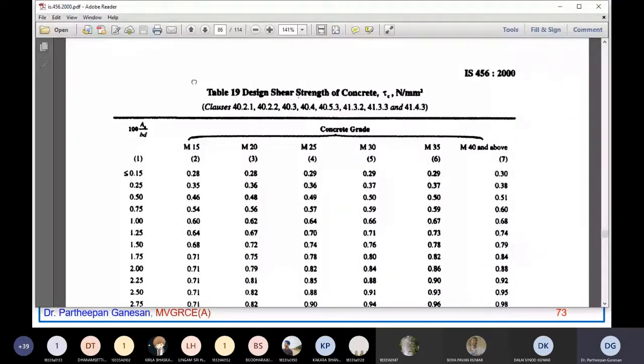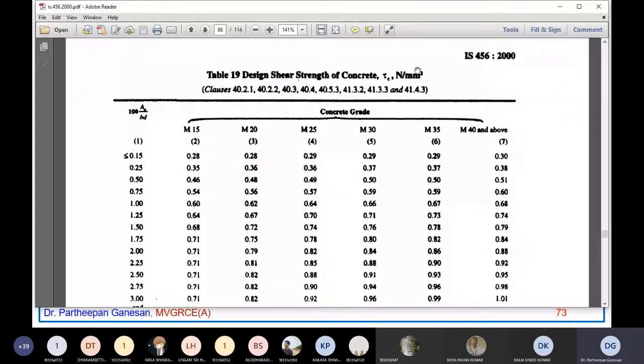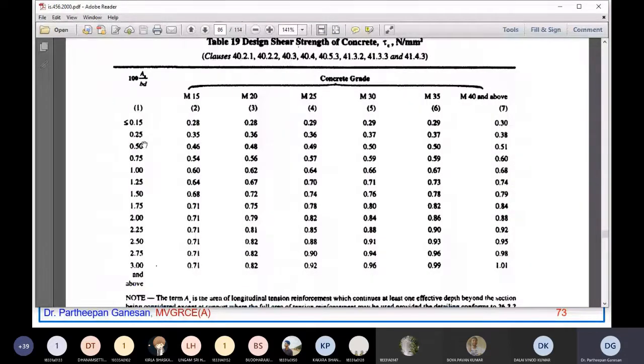So table 19, design shear strength tau c in Newton per millimeter square. This value is given in terms of 0.25% interval. So if you got 0.82, you'll see for 0.75 and M25 concrete, it is 0.57. Next one, for 1, it is 0.64. So your value will be more than 0.57, less than 0.64. These are the values you have to look for.